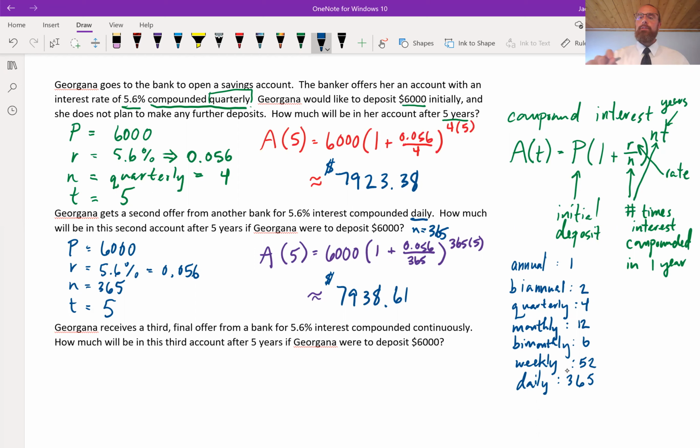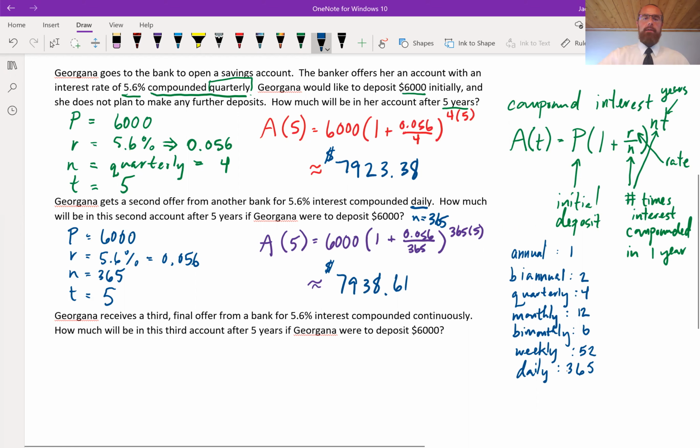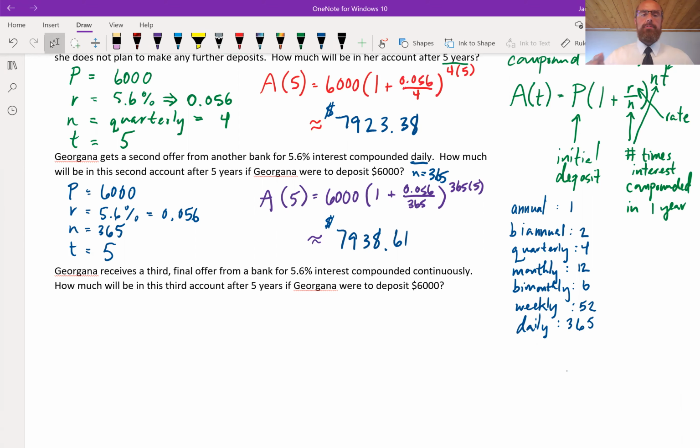Let's take that to the extreme. So for our third scenario, what we've got written here is Georgiana receives a third final offer from a bank for 5.6% interest, compounded continuously. I'm going to underline that word because that's a different scenario. How much will be in this third account after 5 years if Georgiana were to deposit $6,000?